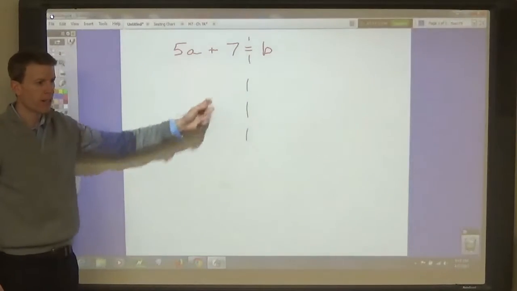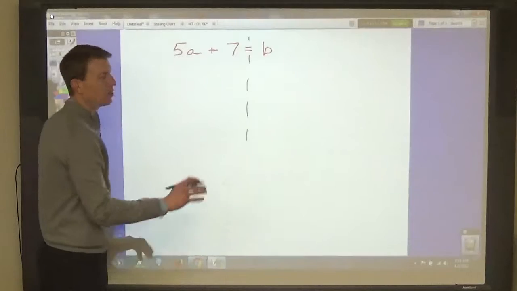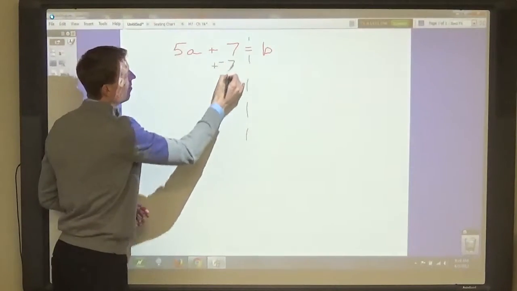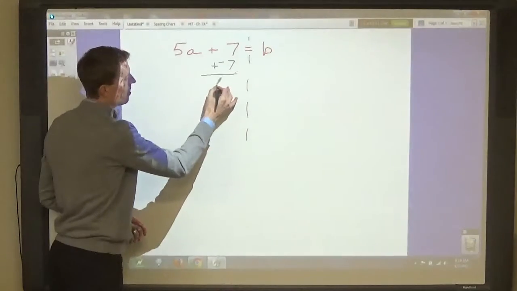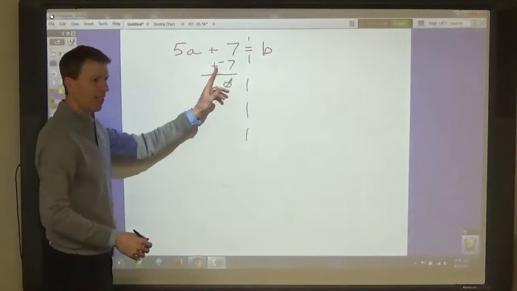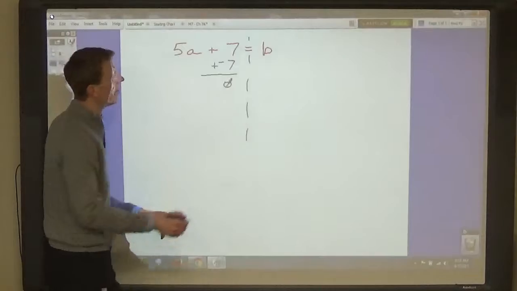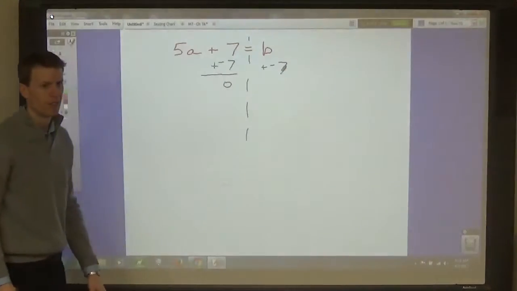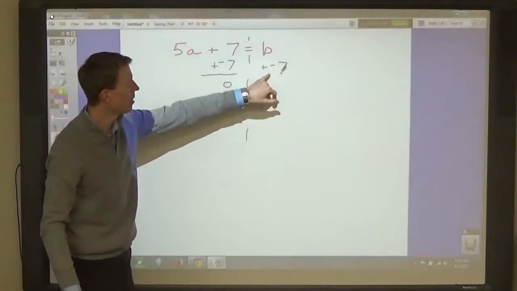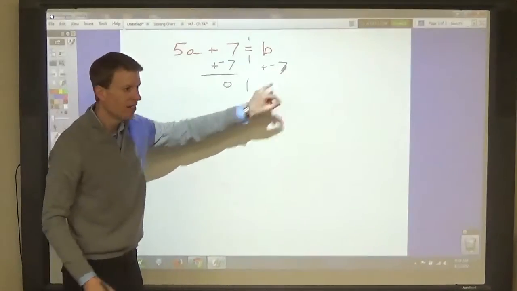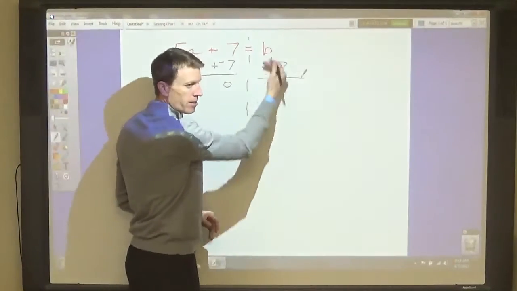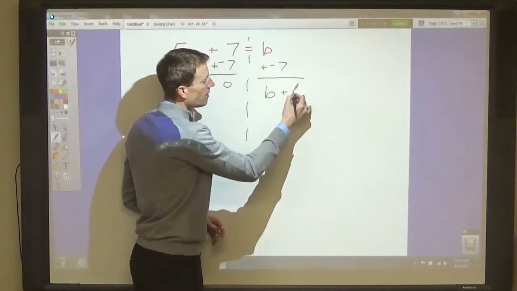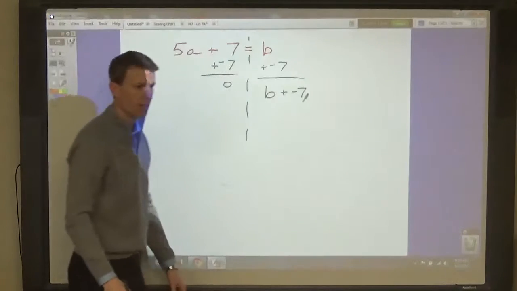Roy, what would you do to get rid of the 7? Let's just start with this step. You add negative 7. And if you add negative 7 to the left side, you have to add it to the right side. But can we add b plus negative 7? No. So when we bring this down, we have to leave it as b plus negative 7.